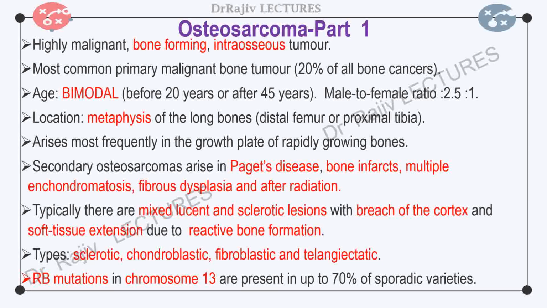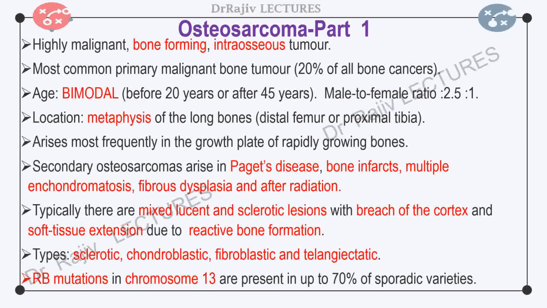Here it is frequently associated with some predisposing conditions such as Paget's disease, bone infarcts, multiple enchondromatosis, fibrous dysplasia, and prior radiation. The secondary tumor has a more aggressive behavior than the primary osteosarcoma. In this setting, it is called secondary osteosarcoma. Males are affected 1.5 to 2 times more often than females.